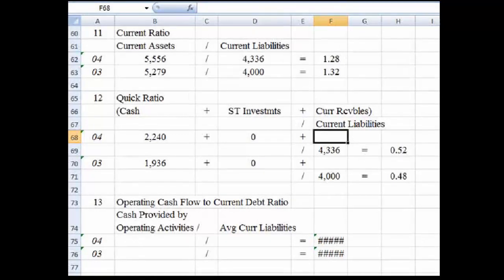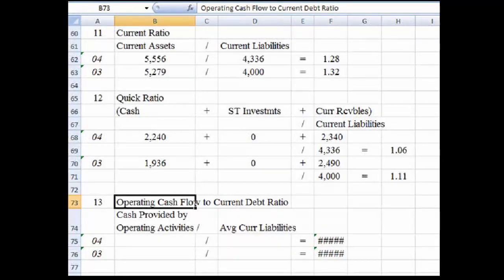There are no short-term investments listed in the balance sheet, so those two cells are zeros, and the current receivables of $2,340,000 and $2,490,000 are entered as $2,340 and $2,490. This provides a more rigorous ratio of 1.06 in 04 and 1.11 in 03.